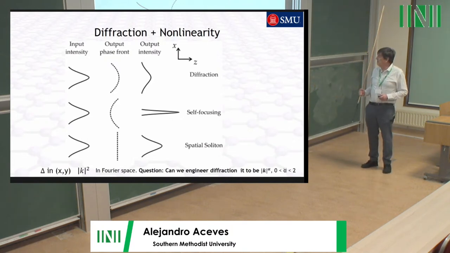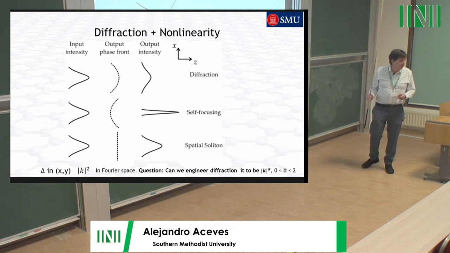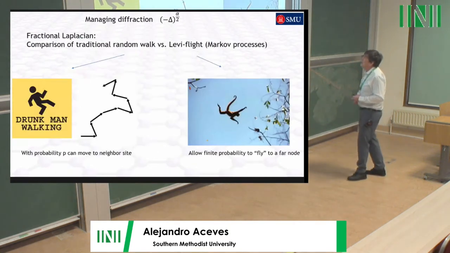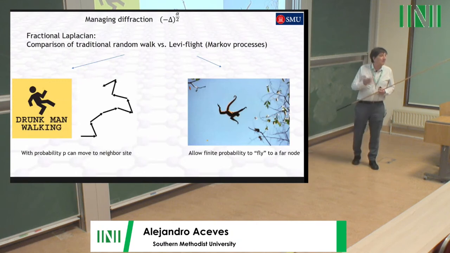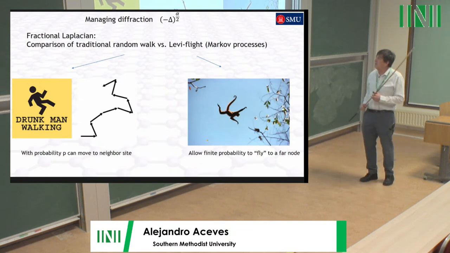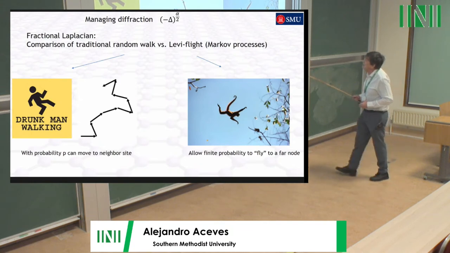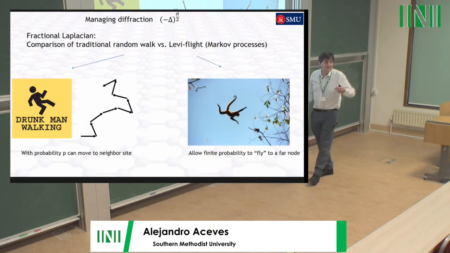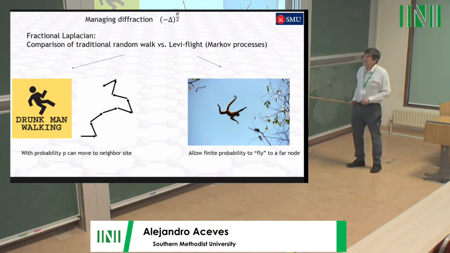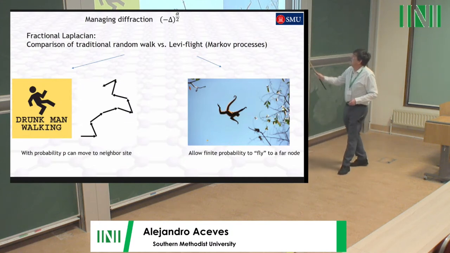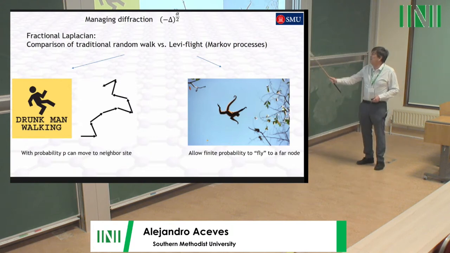Can the power be something between 0 and 2? And why is that interesting? Where does this appear? And that's the next thing. So a little bit of a departure. This concept of associating fractionality in the Laplacian and probability is well known. And it is the difference between two random processes. The classical random walk, in which in small time steps you move just to the right, to the left, small distances. Whereas in a Lévy flight, and Lévy was a probabilist, there is a finite probability of long flights.